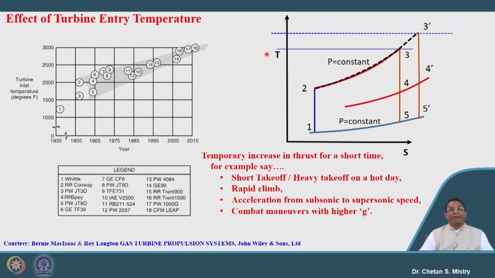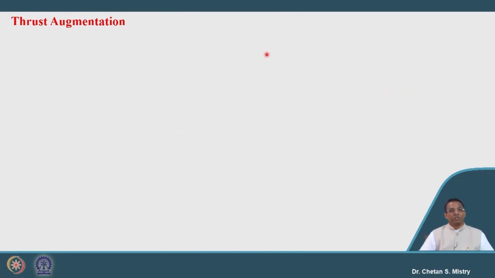Now how do we address this? How do we gain this thrust? Suppose my engine is the same, I don't want to add more rotating components. I have a constraint with the temperature. I don't want to increase the size of the engine, but still I am looking for all these requirements. How do we address this? So this is what we call thrust augmentation.